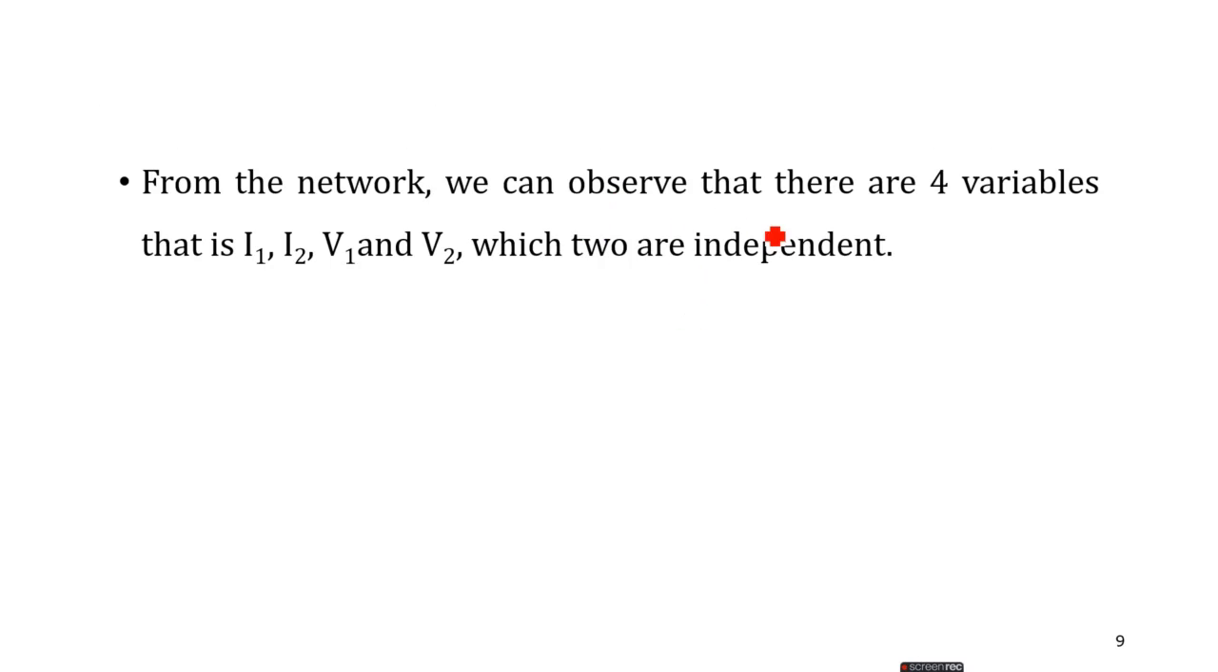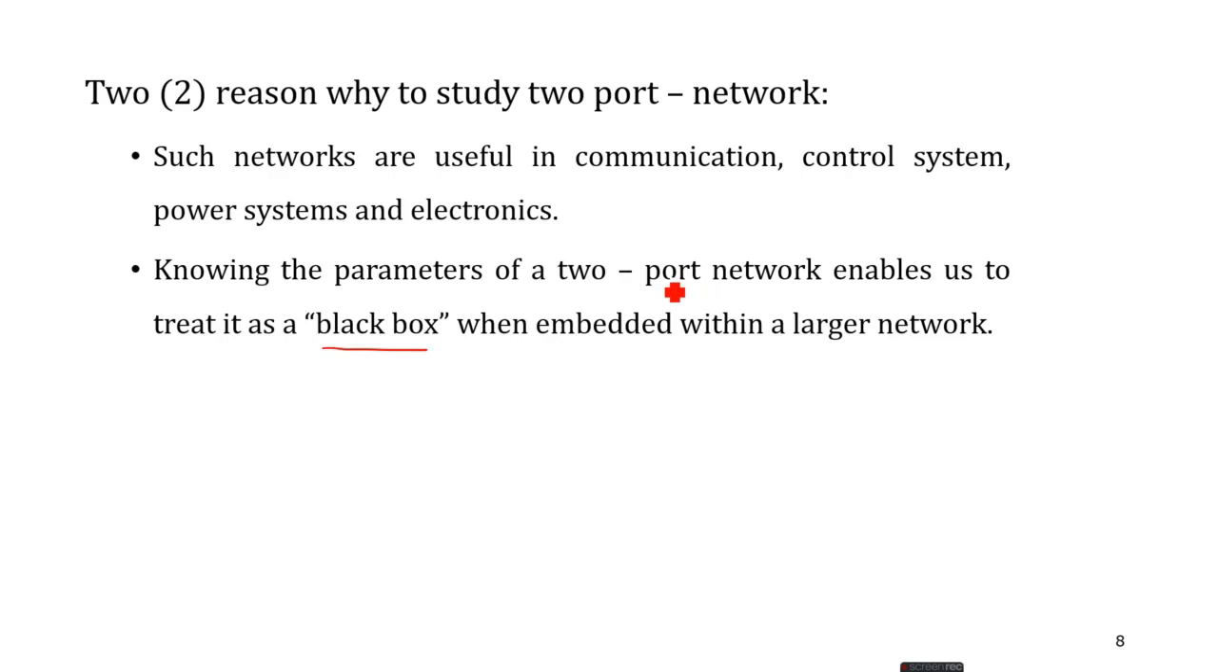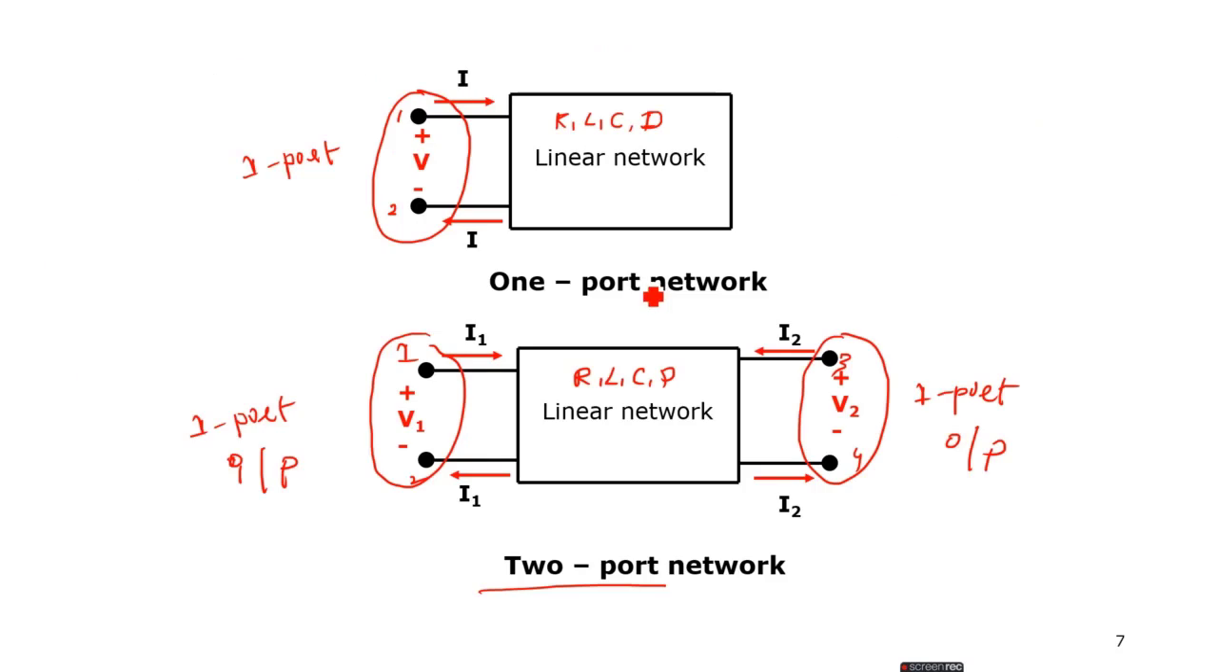So from the network we can observe that there are four variables, that is I1, I2, V1, V2. We can see here which two are independent. In this we will find four parameters here, I1, V1, I2, V2.